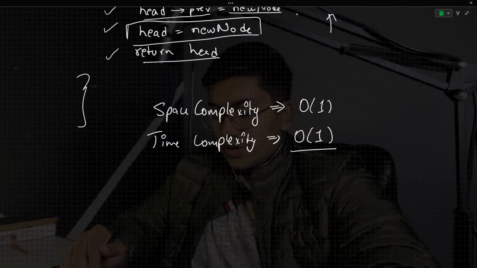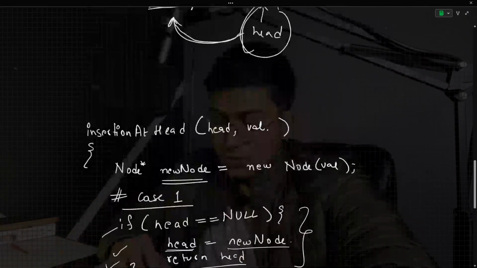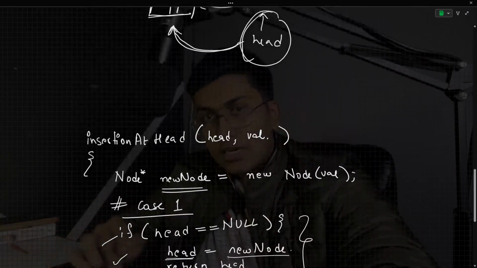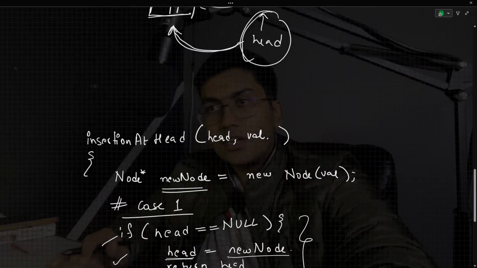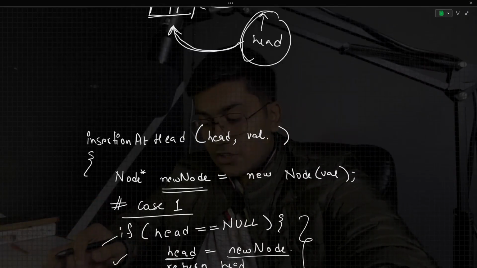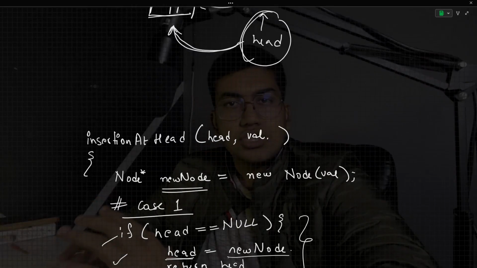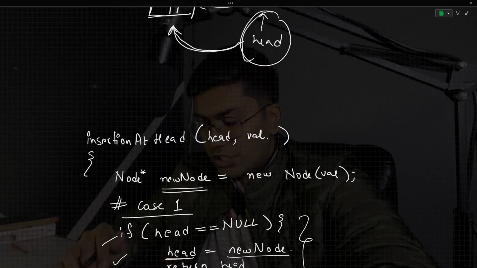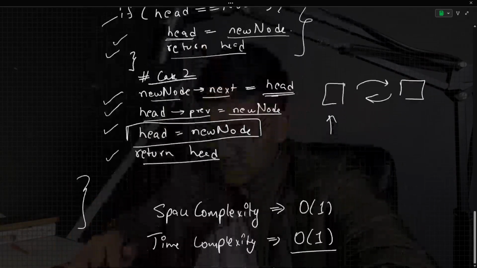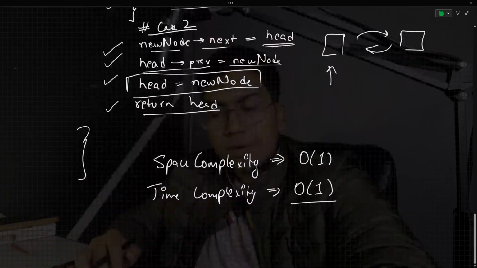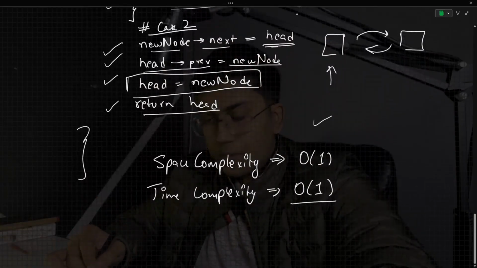So that was the video. In the next video, we are going to discuss how to insert at tail in a doubly linked list. And after that, we'll try to insert at any given position, which is going to be the most generalized case of this. So be sure to check that out. And eventually I will write the C++ implementation of this.